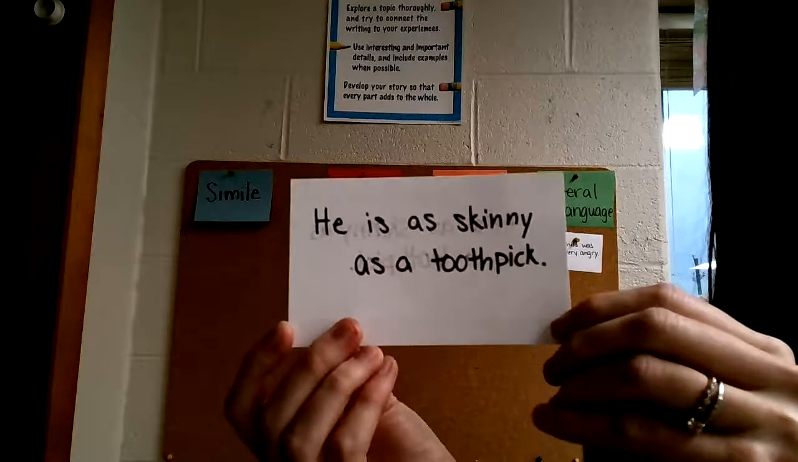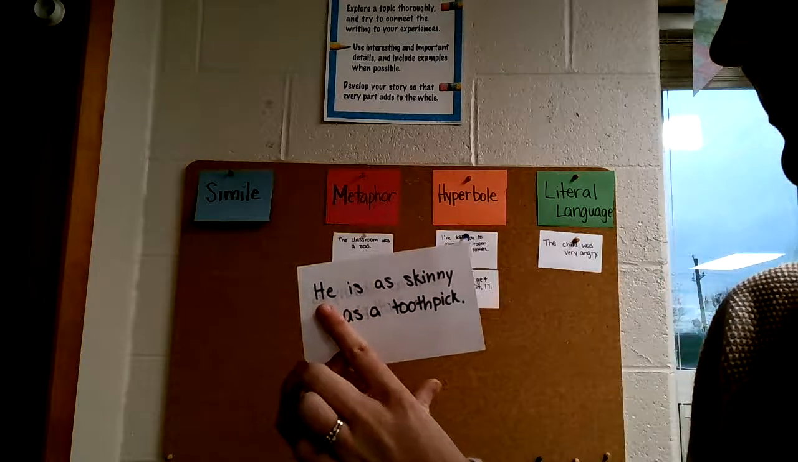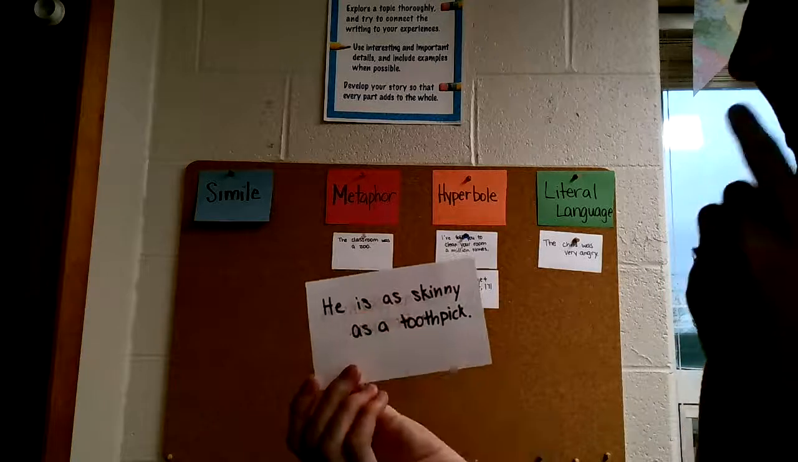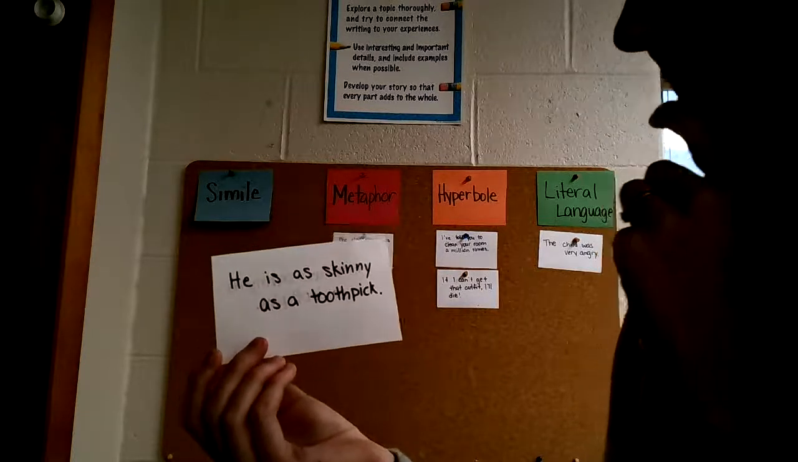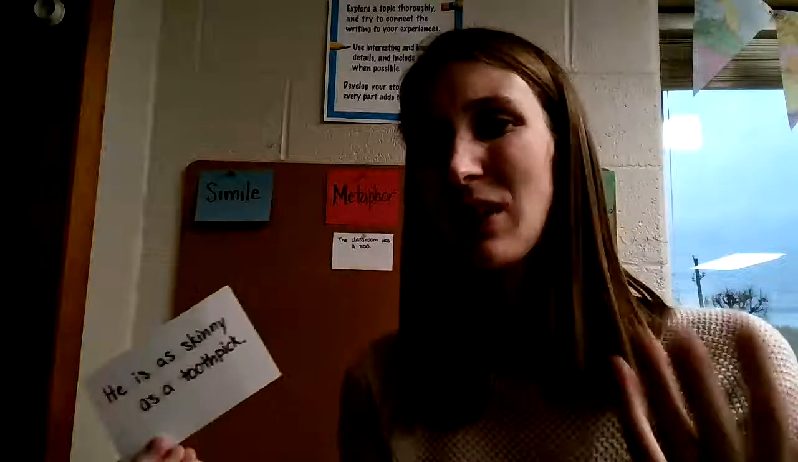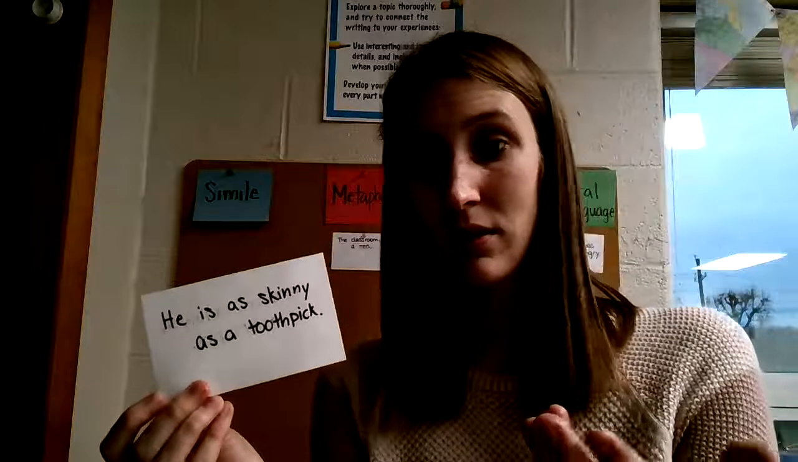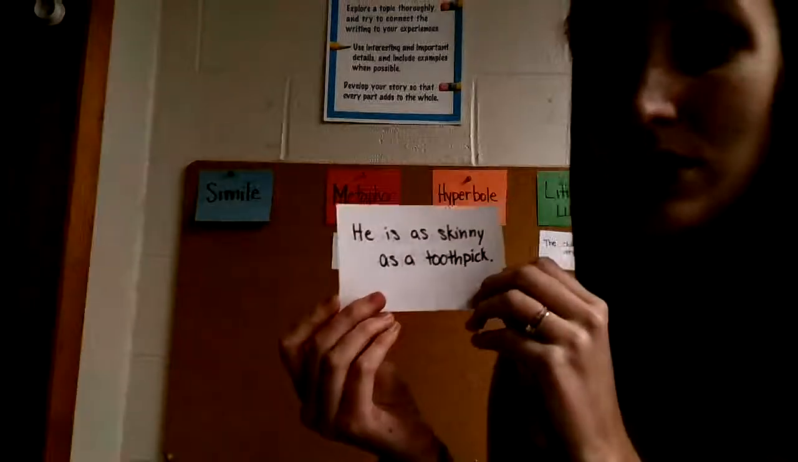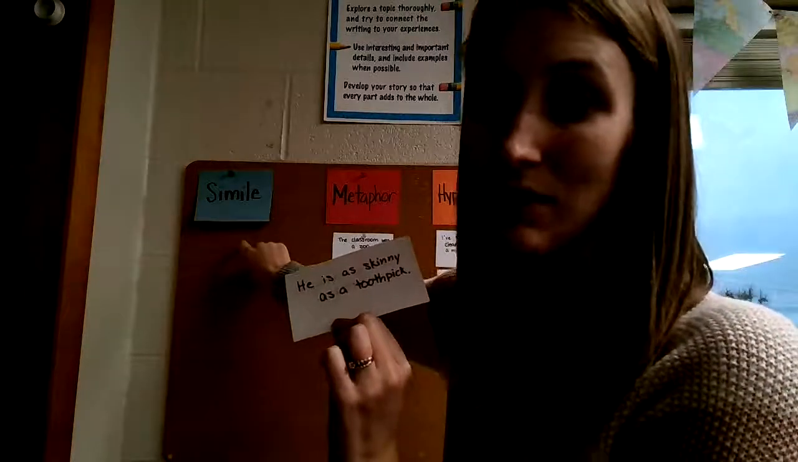Okay. He is as skinny as a toothpick. I see my subject here. Let's see, as, but let me make sure this is not literal language. If someone's as skinny as a toothpick, obviously they're not literally as skinny as a toothpick, but that just means they're really skinny, right? So this is definitely not literal language. Because it's got that as there, it has got to be a simile, okay?